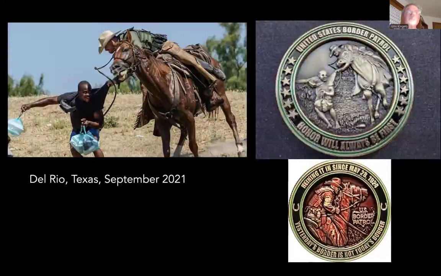And let me finally just end here with a horrible image that we all saw in Del Rio, Texas, September of 2021, with Haitian migrants being attacked, assaulted by Border Patrol officers on horseback. And on the right, what you see is a commemorative pin that was issued not formally by the CBP, but by people who support the Border Patrol, which says United States Border Patrol, honor will always be first. And then on the back of it, it says reining it in since May 28th, 1924, when the Border Patrol was established. And then it said yesterday's border is not today's border.